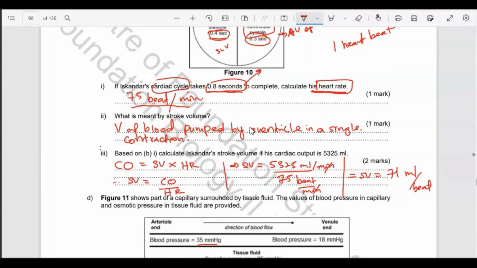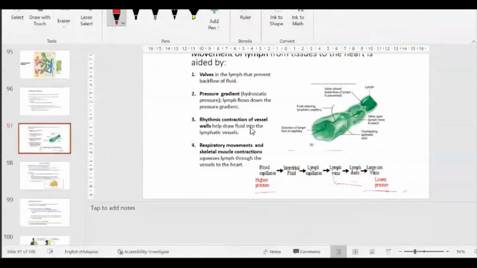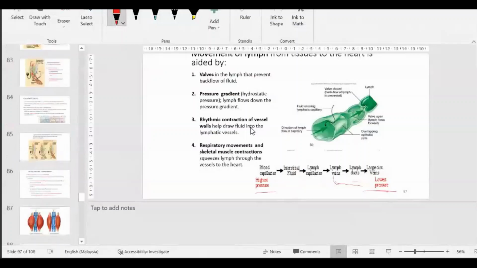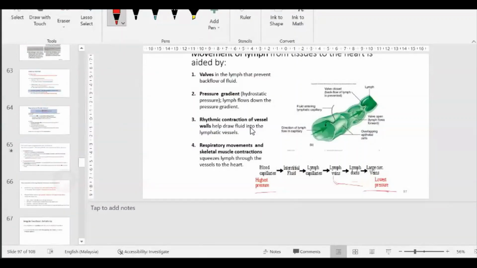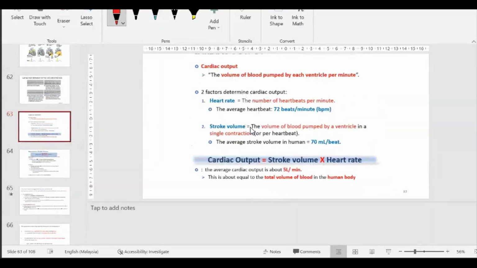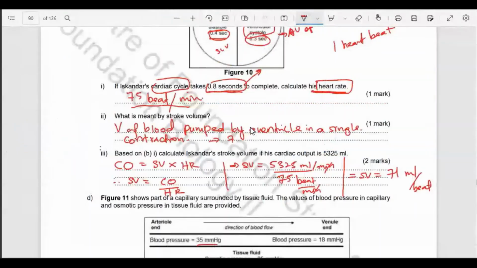Okay. So normally the amount, if you refer to your notes, stroke volume is 70 milliliter per beat. Okay, that is the stroke volume.